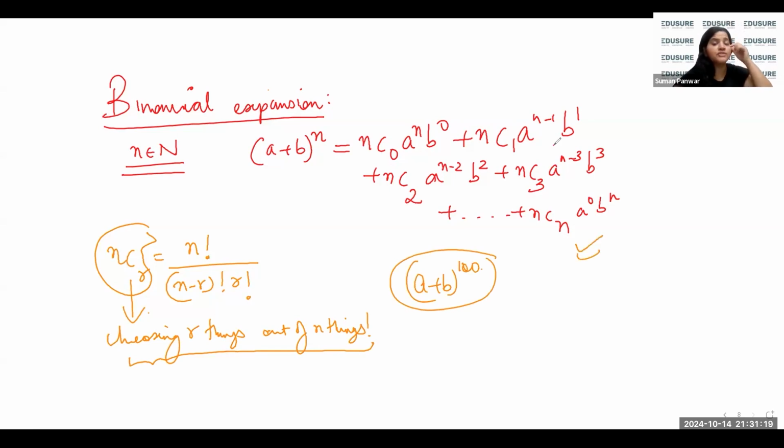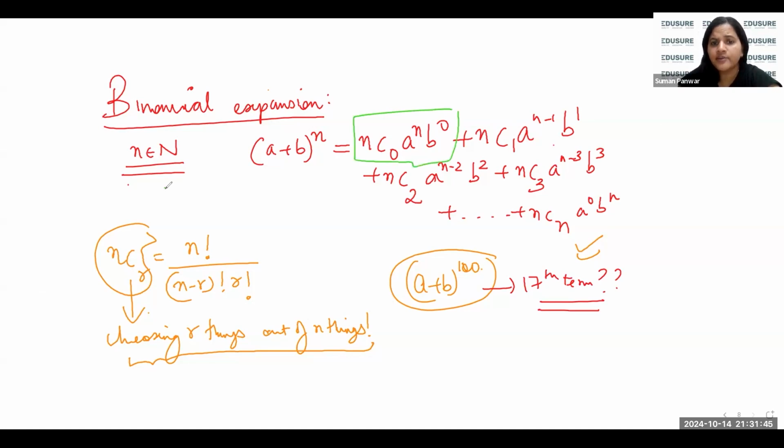Of course, nobody is going to ask you to please expand a plus b power 100 because that's going to be utter nonsense. But they might ask you, what is the 17th term? How does the 17th term look like? So you notice one thing. If you look at the first term, I have 0. Okay. In the second term, I have 1. In the third term, I have 2. ये देखिए. In the fourth term, I have 3.